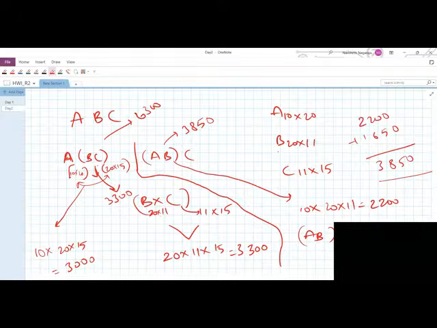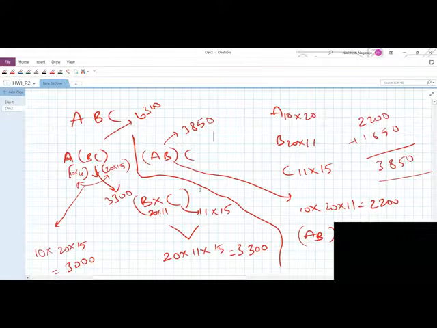So there is a huge difference between the operations that we are performing when we have just three matrices, and that too with just sizes like 10, 20, 20, 11, 11, 15. But what if we have a very huge number of rows and columns, like 100 rows and 100 columns, or else 100 rows and 500 columns? In that case, based on the multiplication order which we are choosing, there will be a huge difference in the time taken to calculate the answer.